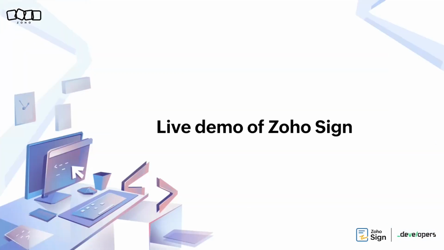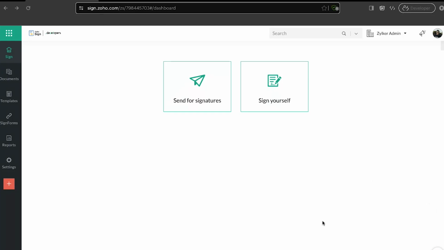So what I'll do is give you a brief walkthrough of the product's UI, and I'll show you how sending an envelope works on the sender side, as well as how it looks on the recipient end. So this is the Zoho Sign dashboard. On the left, we have the navigation pane.